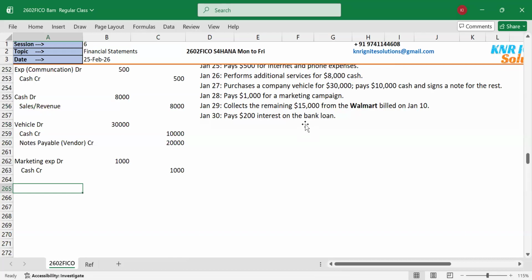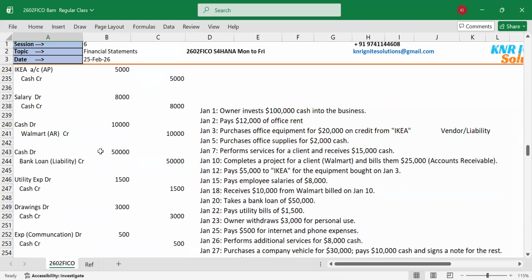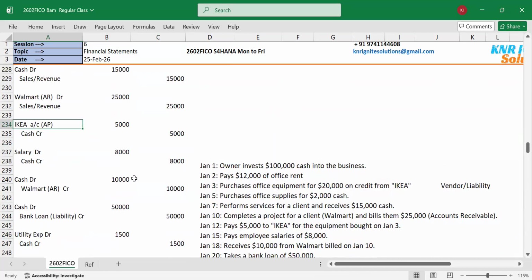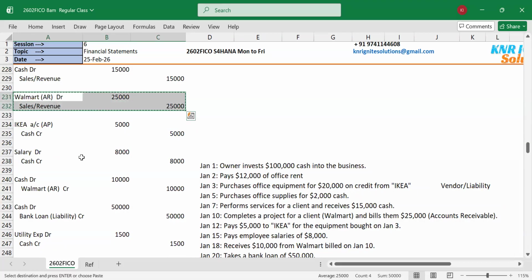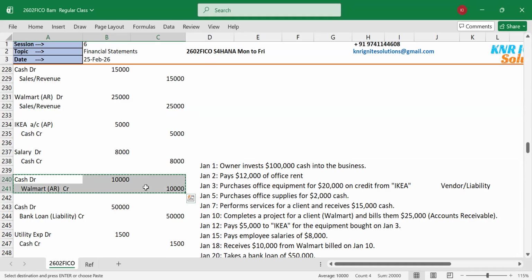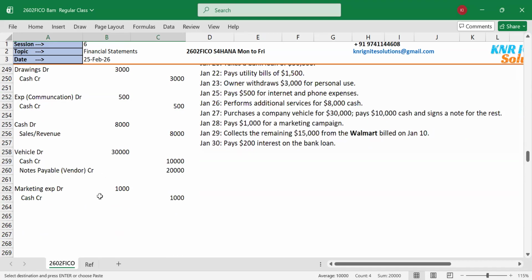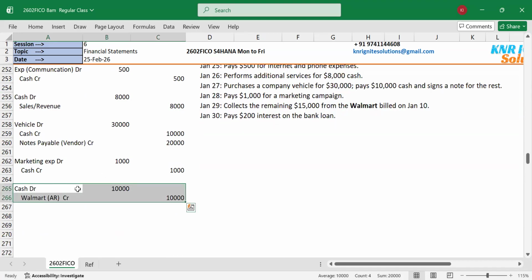We are receiving it, so cash is coming in. It's the same entry as before, just the amount changes. Walmart account gets debit and your revenue. No, sorry, my bad. This one: the cash is debited and Walmart gets credited. Let's go with this 15K. This is what we have.